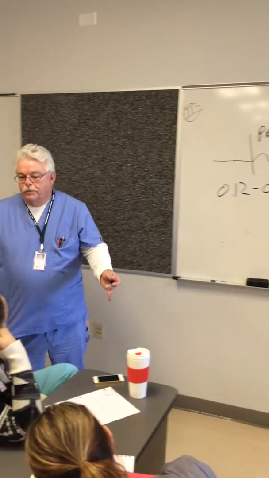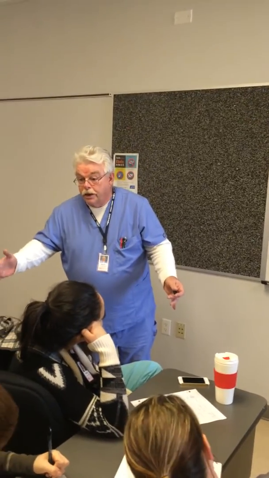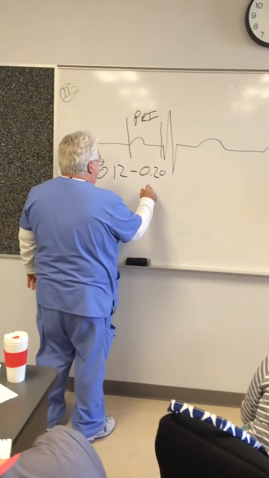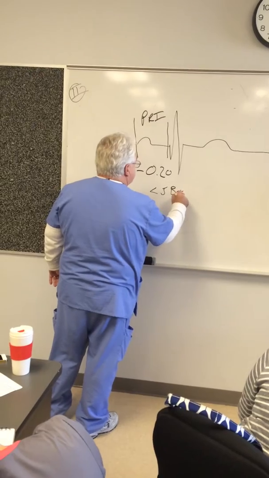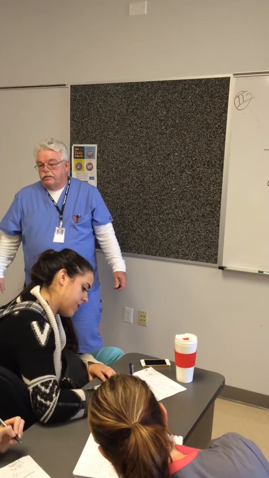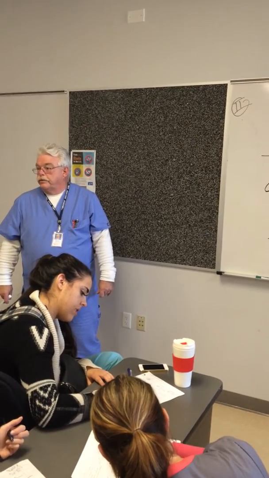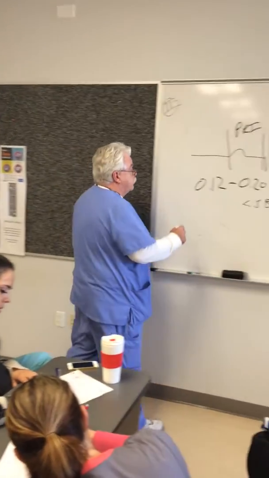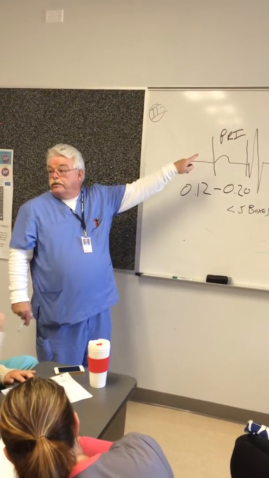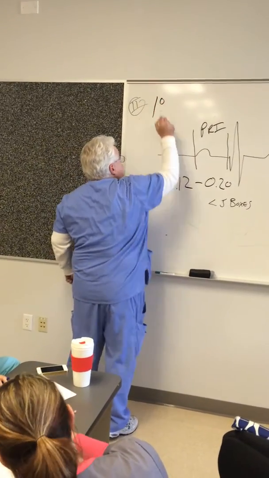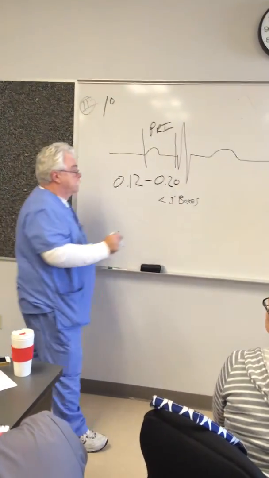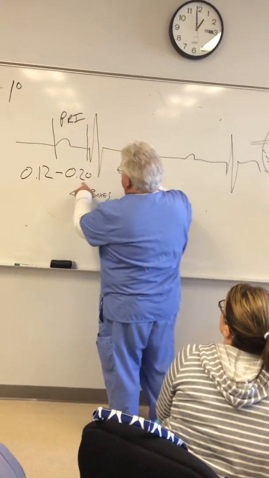So now you can count boxes. Go for it. You have to have less than 5 boxes, so that would be less than 0.20. If it's greater than 0.20, everything else is fine. This is greater than 0.20. This is called a first degree block.